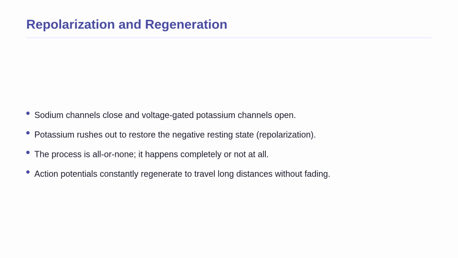Immediately after this massive spike, the neuron must reset itself. Shortly after opening, the sodium channels close and voltage-gated potassium channels open up. This lets positively charged potassium rush out of the cell, which restores the negative resting state in a phase called repolarization. It is important to note that this entire process is all or none, meaning it either happens completely or does not happen at all, just like flushing a toilet.